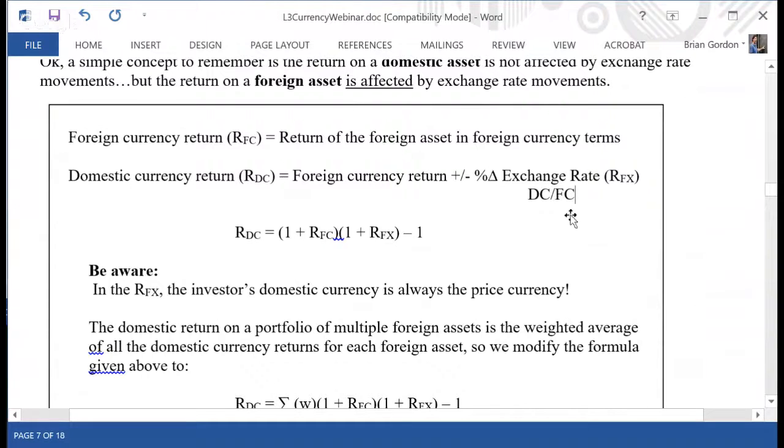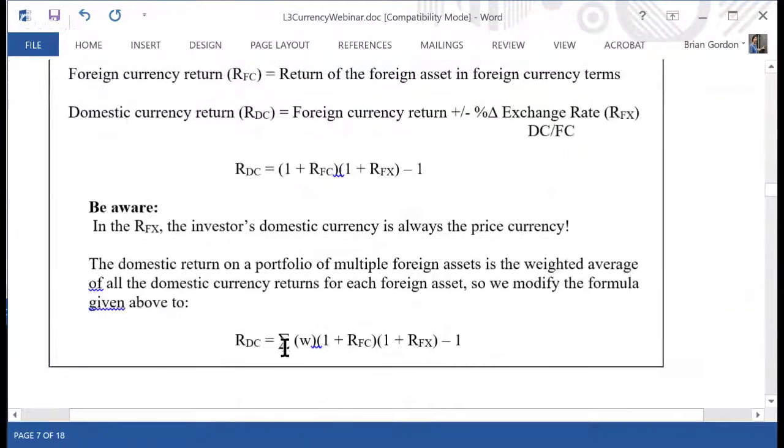I want to give you these plain language tips so you know what to do on the exam. Formally, if we wanted to calculate this exactly, here's the geometric linking: 1 plus the return in foreign currency, times 1 plus the exchange rate movement, subtract 1, multiply by 100, and we can get our answer. So just be aware. Now, what else can I think about here? I just said in other language, the investor's domestic currency is always the price currency. We've got that listed up here. Price is in the numerator.